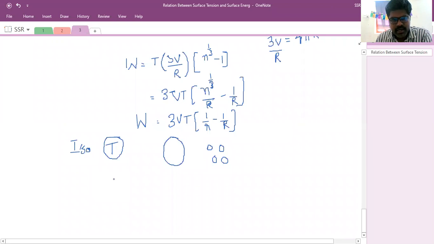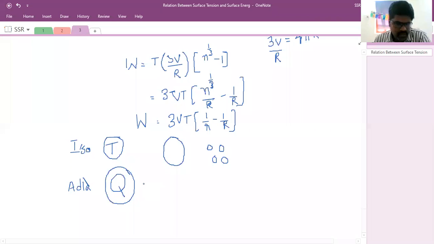Okay, next, adiabatically means constant heat Q. Adiabatically. If the splitting process happens isothermally, the temperature should be constant. The conversion of energy, whatever it may be, into another form happens, and the temperature will be maintained constant.